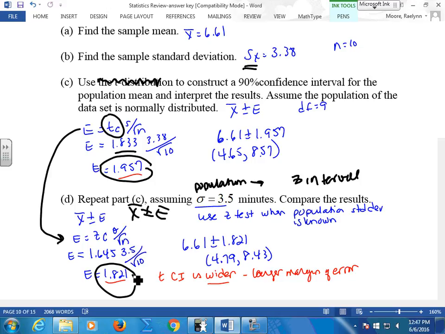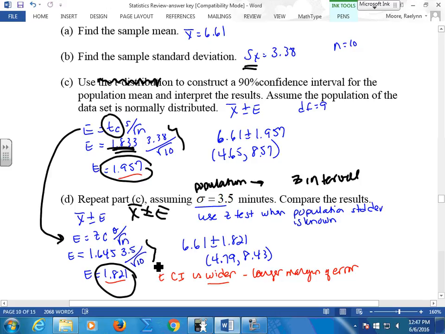T is based on what? Population or sample? T. Sample. So in my sample, and I'm only sampling 10 items here, not a big sample size, right? How do I know that my sample is a very good representation of my population? I don't. So to take up a little bit of slack, it gives you a larger value here because this is exactly the same, just about, pretty close to that.